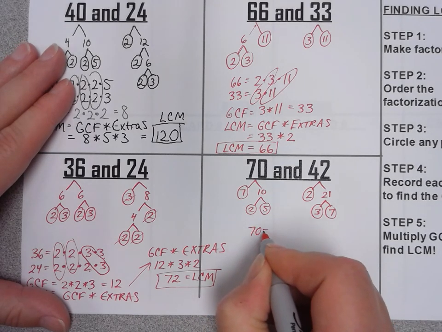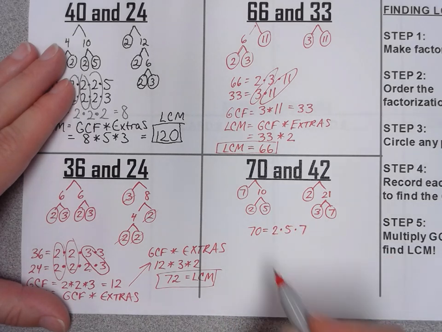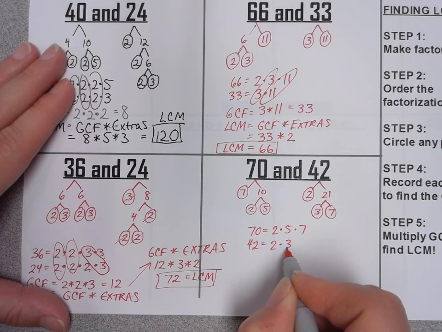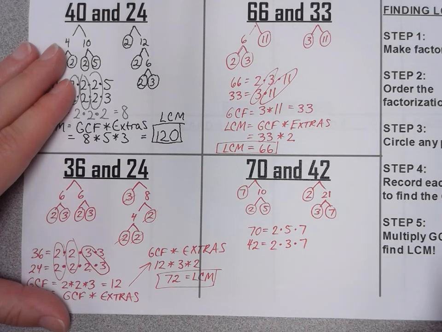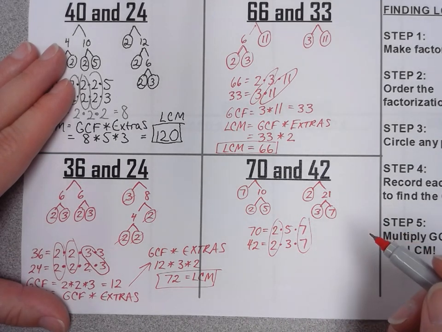Well, 70 is the same as 2 times 5 times 7, and notice I like to go from least to greatest in order. 42 is really the same as 2 times 3 times 7. There, my factorizations are ordered. There's a good sequence to them. Circle any pairs, step 3. Well, I notice they both share a 2, and they both share a 7.